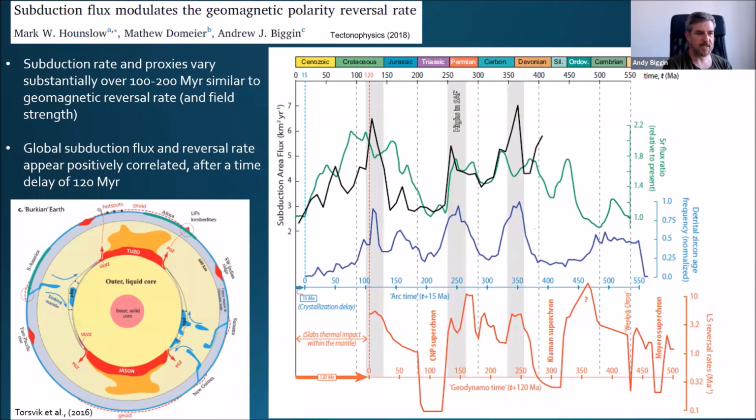But I will highlight that we were very happy that we managed to find some correspondence here, but it's a very first order analysis. There's all sorts of things that could complicate this, not least being that the spatial pattern at which the heat is sucked out of the outer core is likely to influence the magnetic field behavior as well.